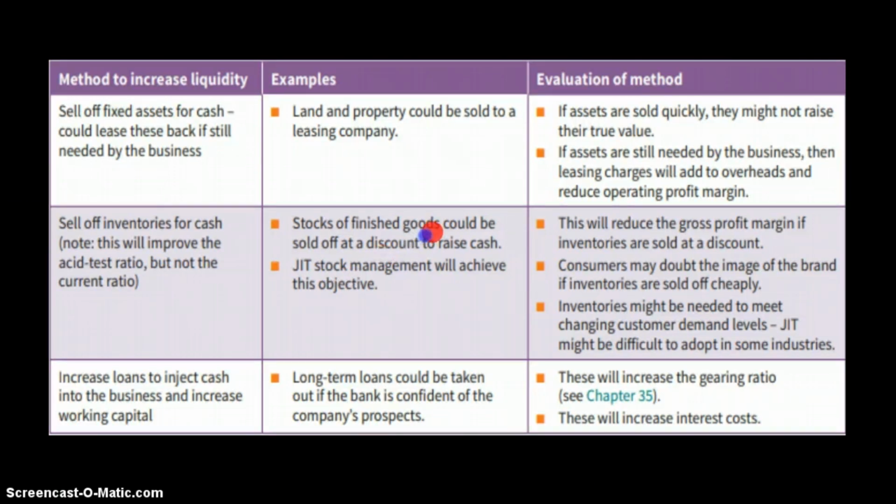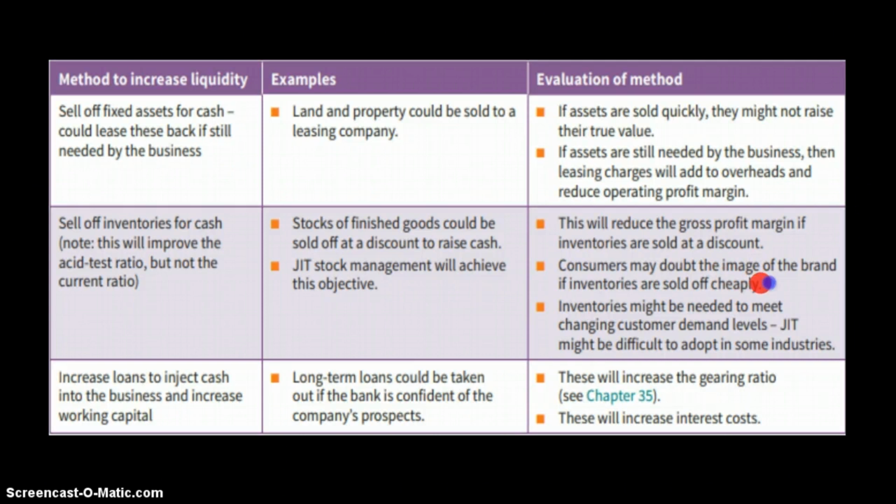So stocks of finished goods could be sold off at a discount to raise cash. JIT stock management will achieve this objective. If you don't stock up your inventories, and instead just order them when needed and then sell them, that way you won't have inventories, you will have cash directly. This will reduce the gross profit margin if inventories are sold at a discount, of course, because your liquidity will improve, but at the cost of your profit margins.